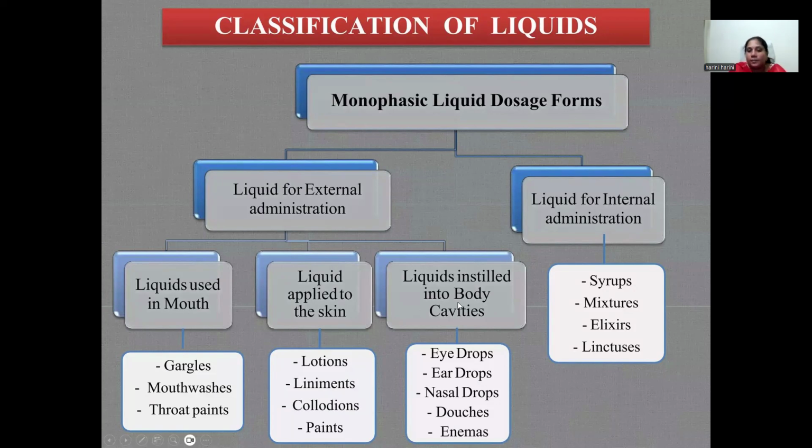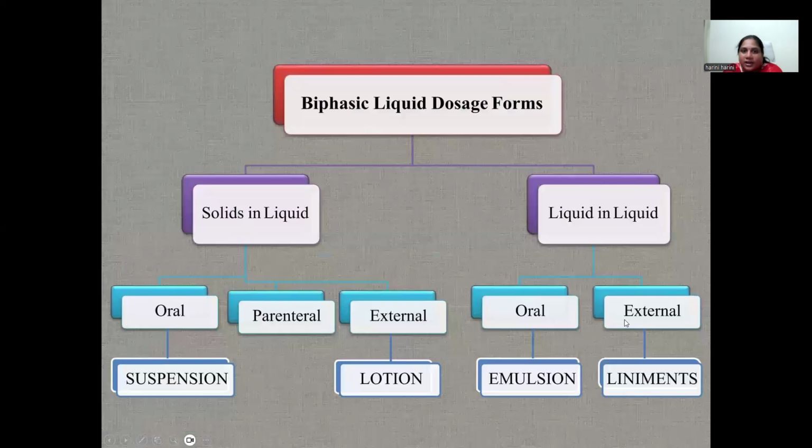Some of the liquids will be instilled into the body cavities, like eye drops, ear drops, nasal drops, and enemas, but externally only. Enemas are monophasic liquid dosage forms which are inserted into the rectum to clear the bowel. And the monophasic liquid dosage forms used for internal administration are syrups, mixtures, elixirs, and linctuses. All these definitions and everything will be discussed in the future classes.